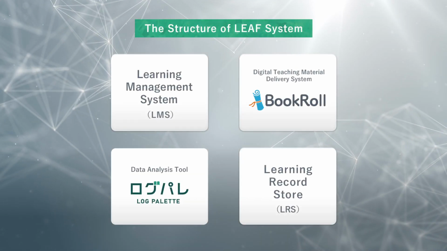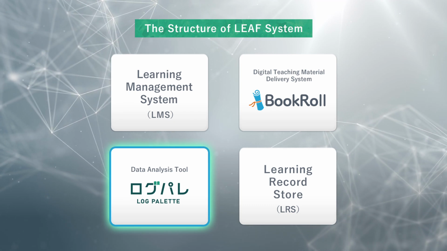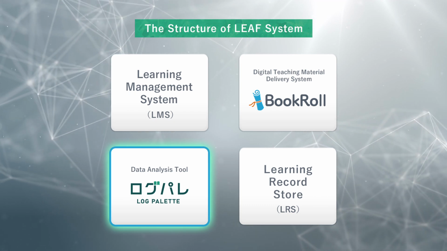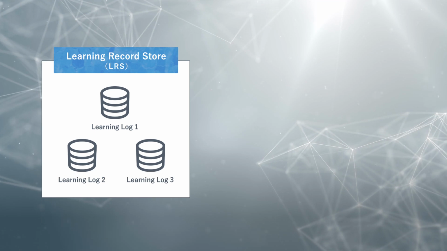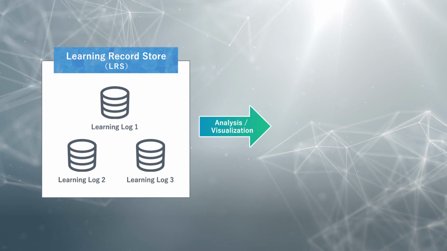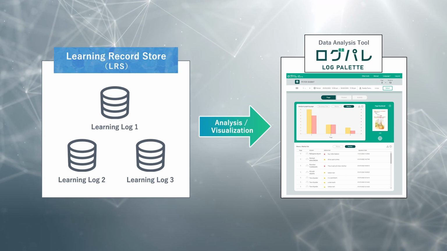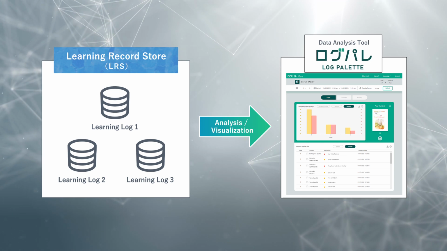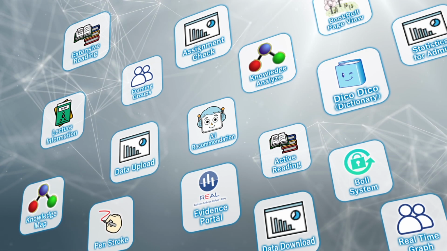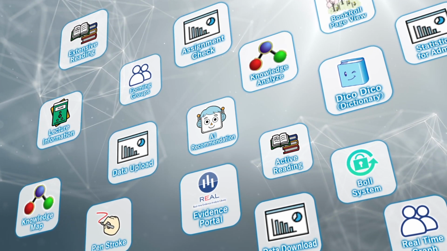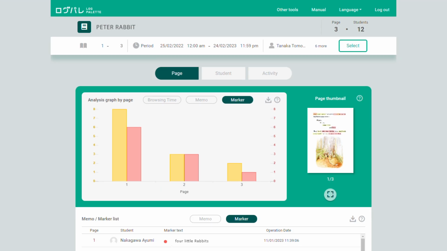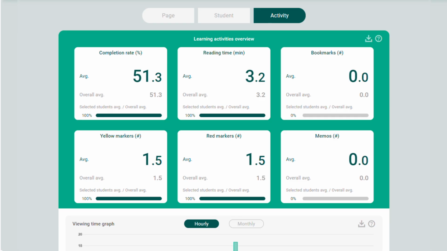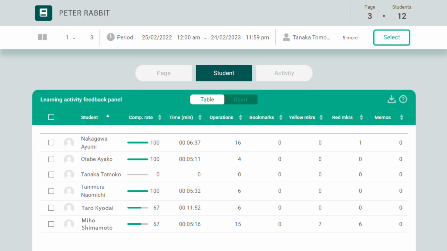The LEAF system has an analysis tool called LOG PALLETE. LOG PALLETE is a system for analyzing and visualizing learning logs stored in the learning history database. LOG PALLETE has a number of functions implemented. It allows you to track learning activities such as the type of materials on BookRoll, the time of viewing pages, the number of markers per page, both individually and as a whole class.